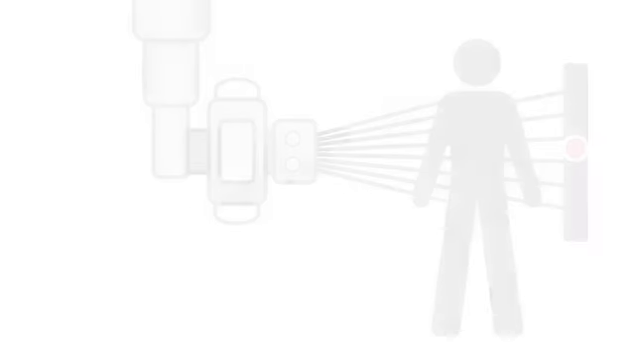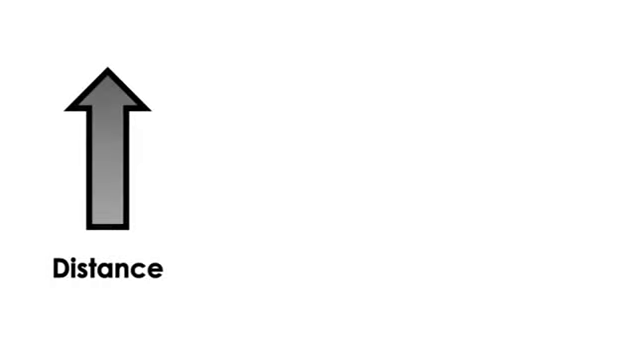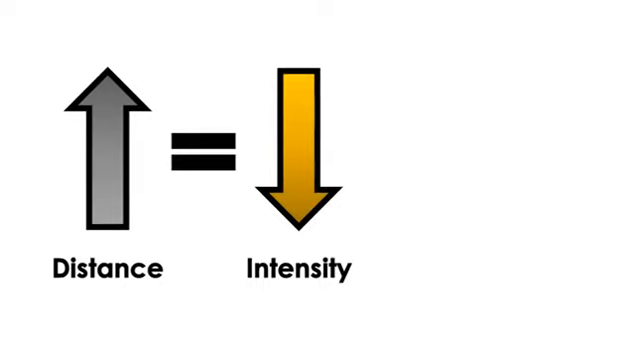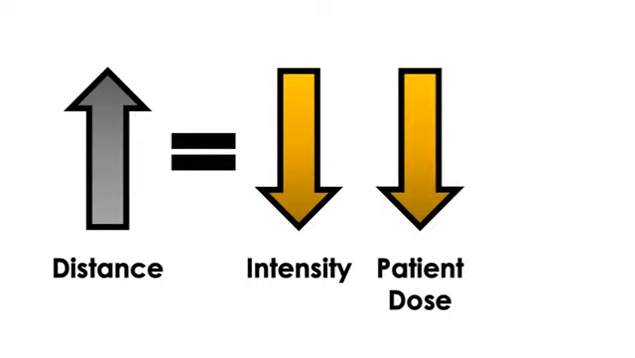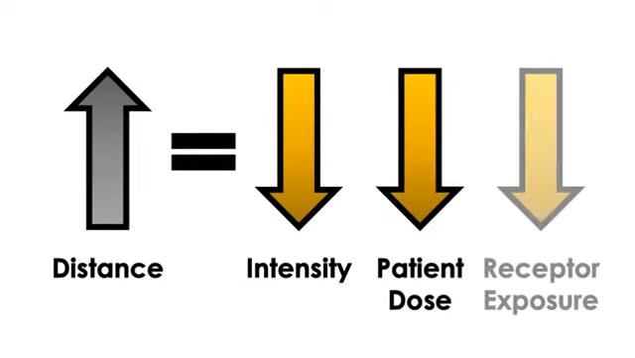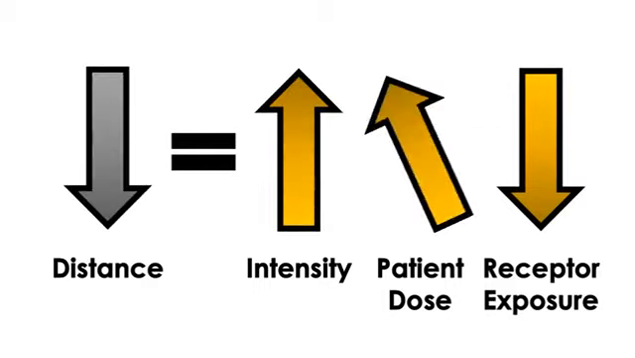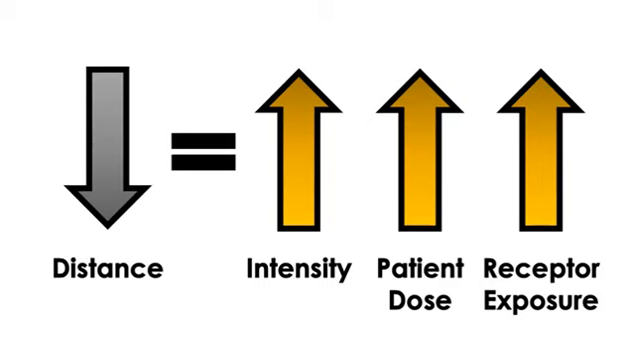You should know that all of this is assuming we're using a fixed technique, not automatic exposure control. So all of these relationships follow the inverse square law. If we increase the distance, the beam intensity at the patient decreases, the patient dose decreases, and the receptor exposure decreases. Of course, the opposite is also true. If we decrease the distance, in other words, if we move the X-ray tube closer to the patient, the intensity at the patient increases, the patient dose increases, and the receptor exposure increases.